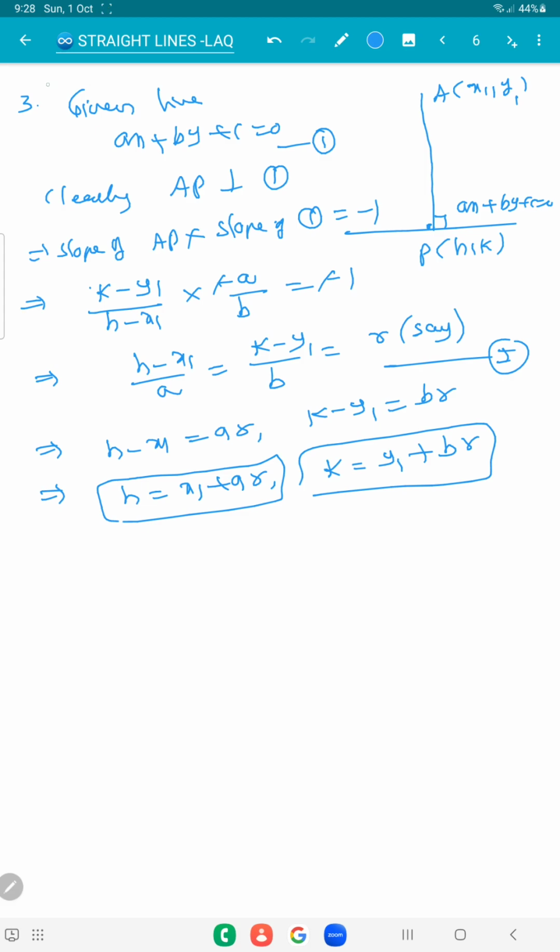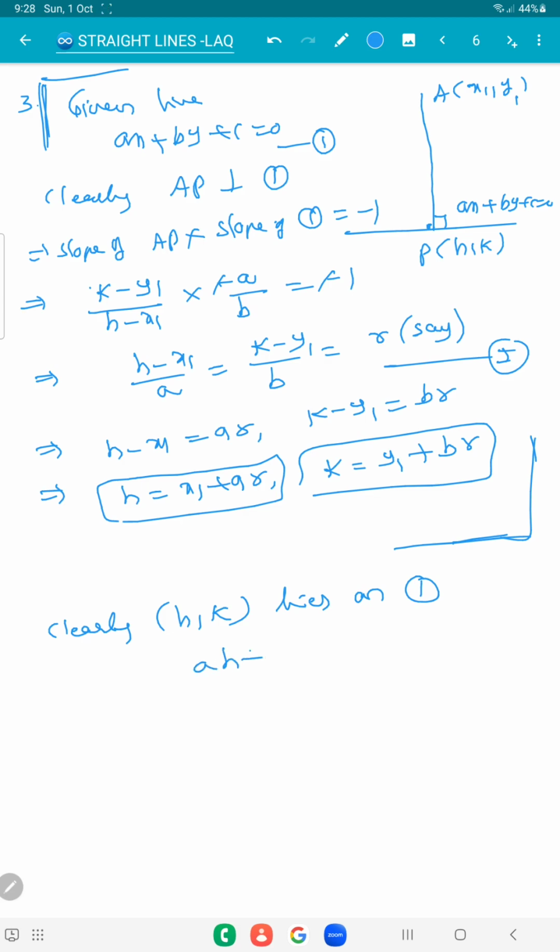Till this box, we have to write it again in the image theorem. Now what changes is that clearly h comma k lies on 1. What is that? ah plus bk plus c is equal to 0. a into h is x1 plus ar, b into k is y1 plus br, plus c is equal to 0.